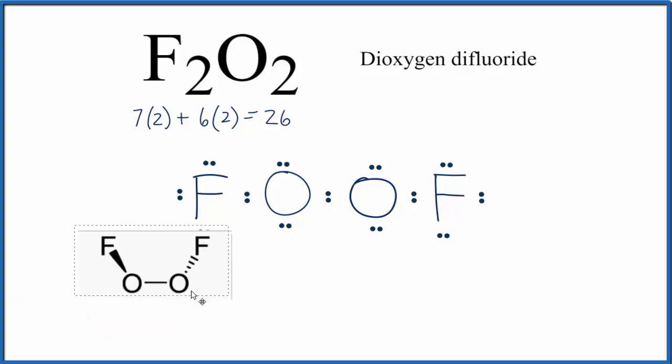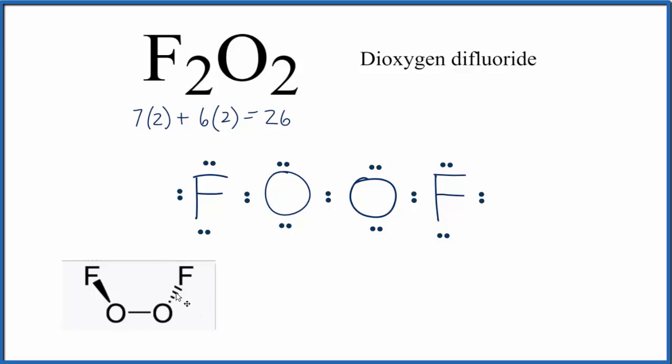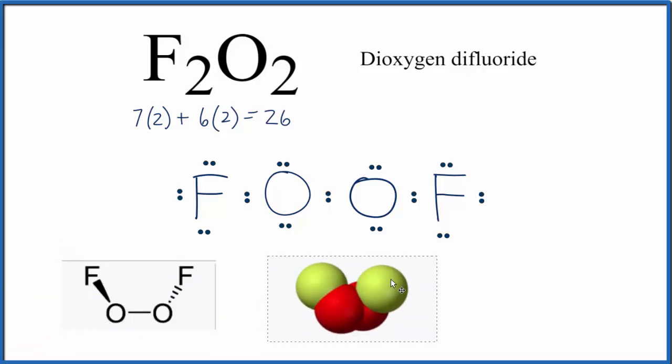You could also write it like this here to get an idea of the structural formula. And that means this one's going back this way and this one's coming out. That's one way you could do it. You could also, if you want to look at a space filling model, look at it like that. And the oxygens are the red, and the yellow-green here are the fluorines.